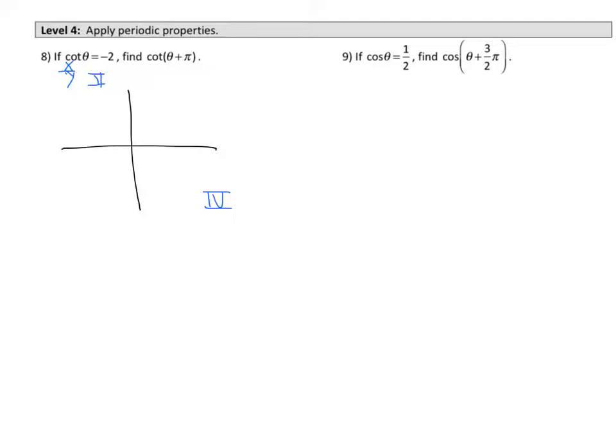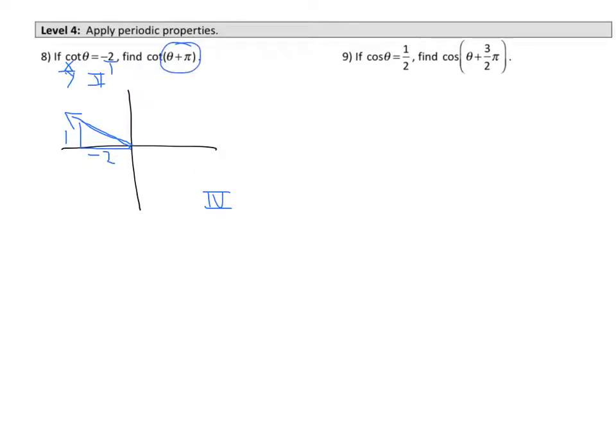So let's just pick one. Let's say we're in quadrant 2. And we draw our little triangle. And cotangent is negative 2 over 1. So our x-coordinate is negative 2. The y is positive 1. Now, we want to find cotangent of theta plus pi. So we're applying a rotation.